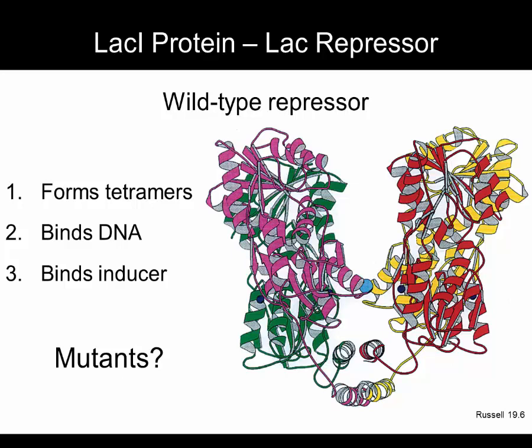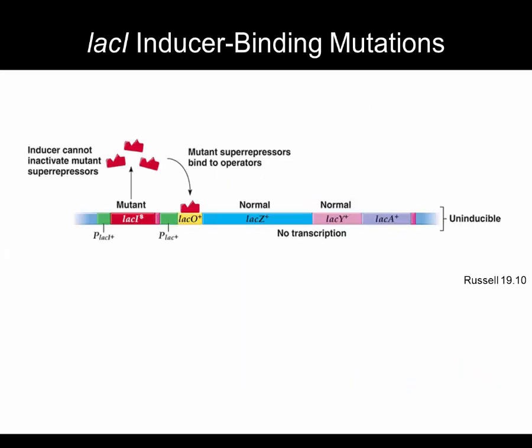Well, if the protein can't form tetramers, and monomers do nothing on their own, this is equivalent to completely inactivating the gene. You'll get the same constitutive lac expression as with the lac-I minus mutants we talked about last time. But mutations that affect DNA or allolactose binding will be a little different. Let's look at mutations that prevent the repressor from binding the inducer.